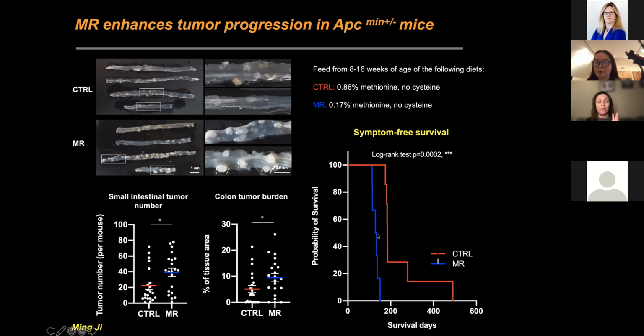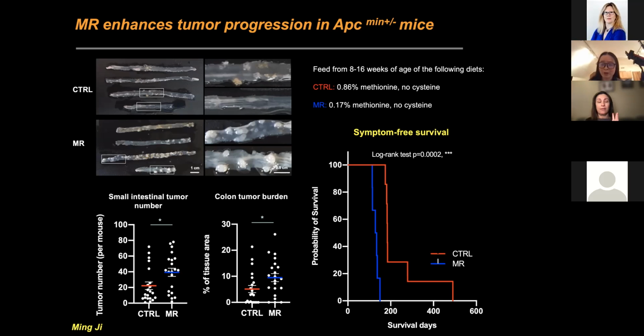When we first saw this result, the first thought that came across our minds was that there must be something wrong with our control diet. Although this control diet is a specially formulated defined diet to control for the methionine restricted diet, there may be some unknown components in this diet that somehow suppress tumor formation.